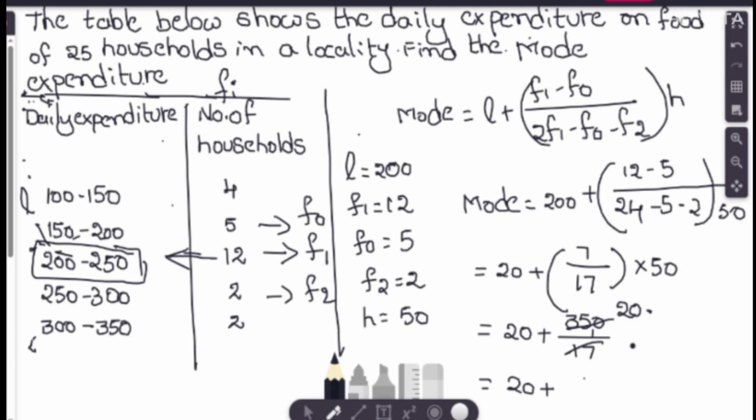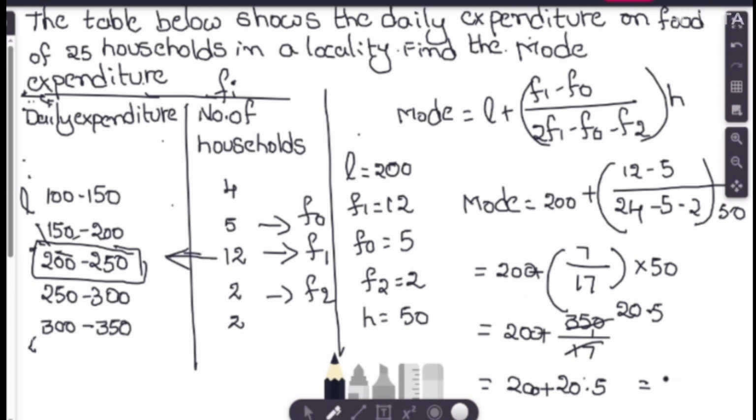6 times 7 are 42, plus 5 times 7 are 35. Approximately 20.2, 20.5, like that you will get. 20.5, decimal values you will get. So add these two. Here the L value that I wrote is 200.